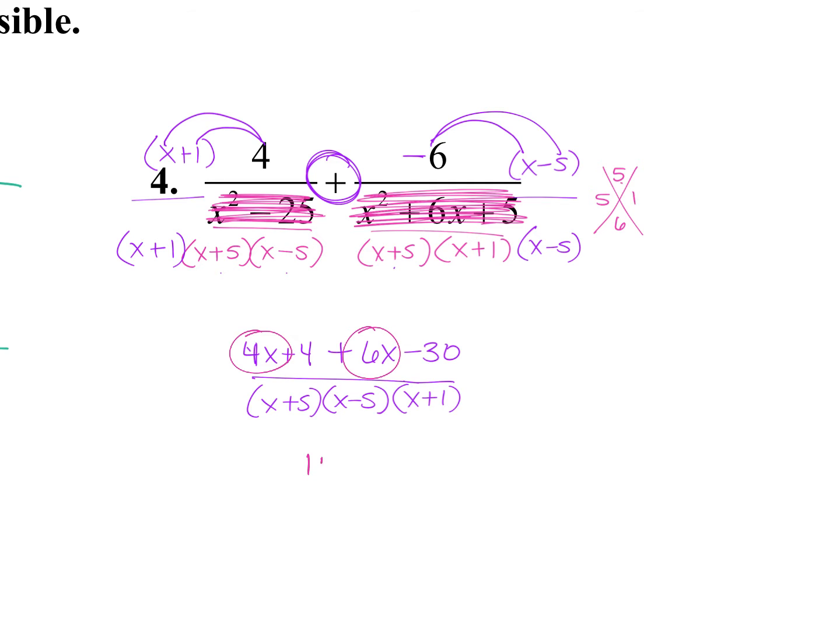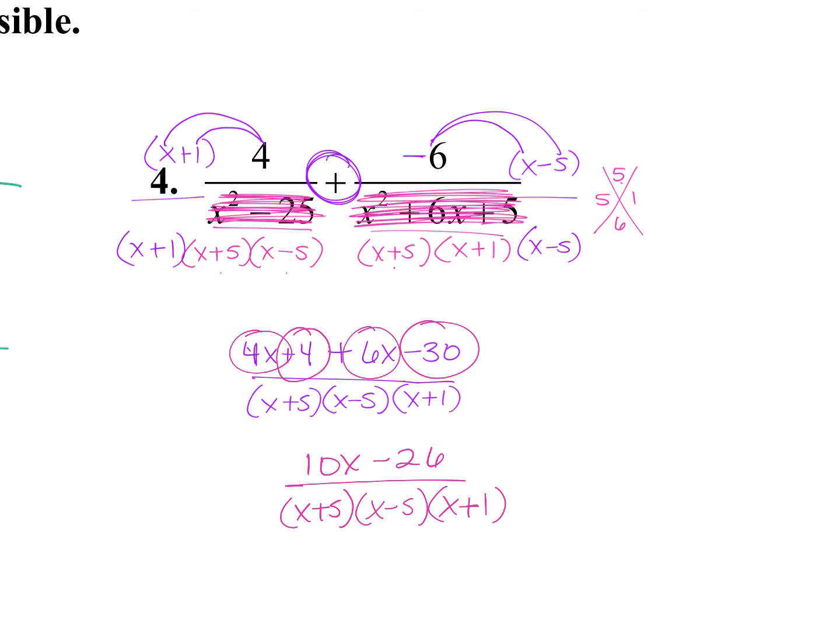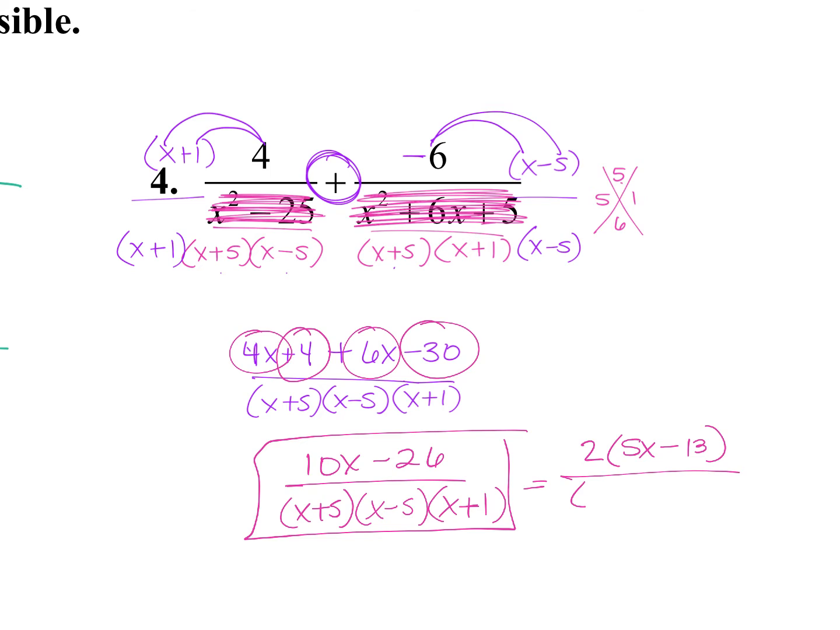4x plus 6x is 10x. 4 minus 30 is a -26. And then it's over x plus 5 times x minus 5 times x plus 1, okay? If something is factorable there, you're welcome to take it out. This is a fine final answer because there is nothing else that can simplify if you factor something out. But you could technically factor a 2 out of this, and you would get 5x minus 13 over x plus 5 times x minus 5 times x plus 1.